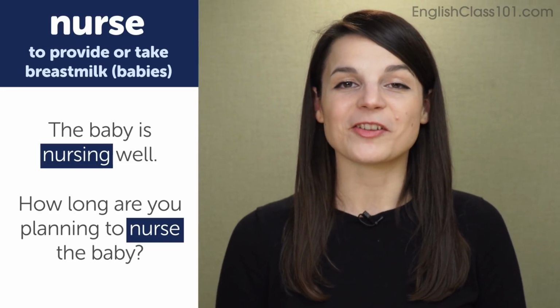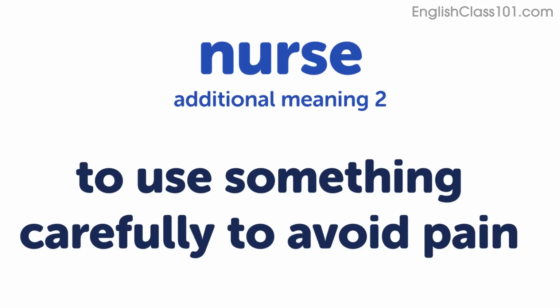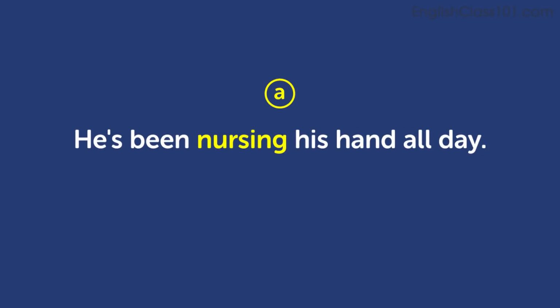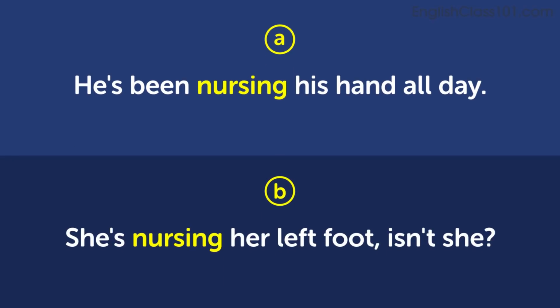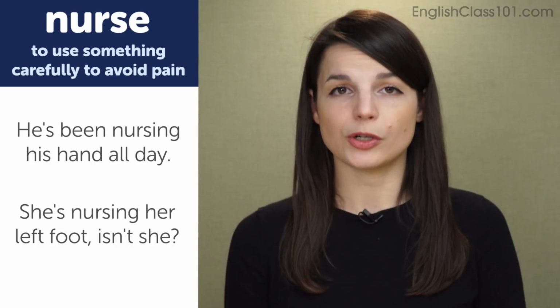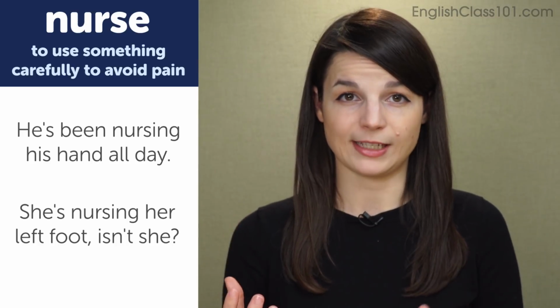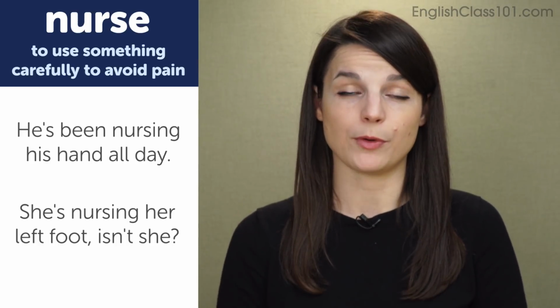The second additional meaning is to use something carefully to avoid pain or to avoid injury. Examples. He's been nursing his hand all day. She's nursing her left foot, isn't she? So we see nursing used in the progressive tense, in the ing form in both of these.